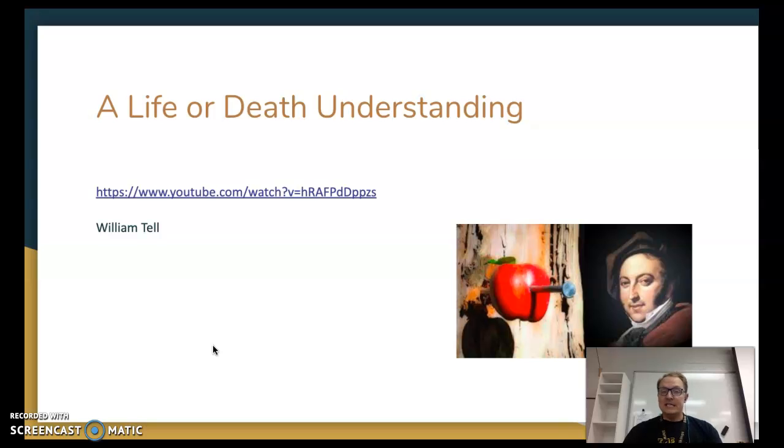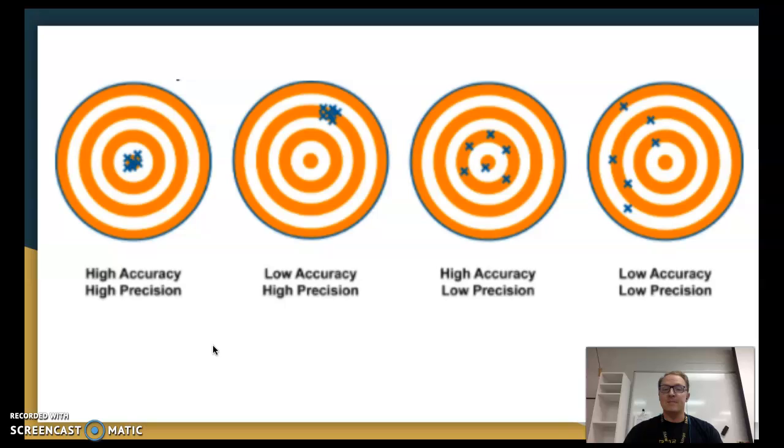This video is going to continue, so hopefully you have watched the William Tell video, and now you're willing to come back and continue on with these slides. Here's one of the best explanations that I have ever seen when it comes to looking at all the possibilities with accuracy and precision. We've got 4 targets here.